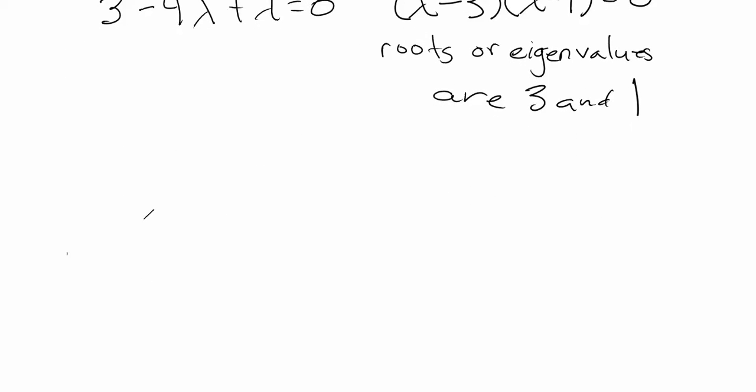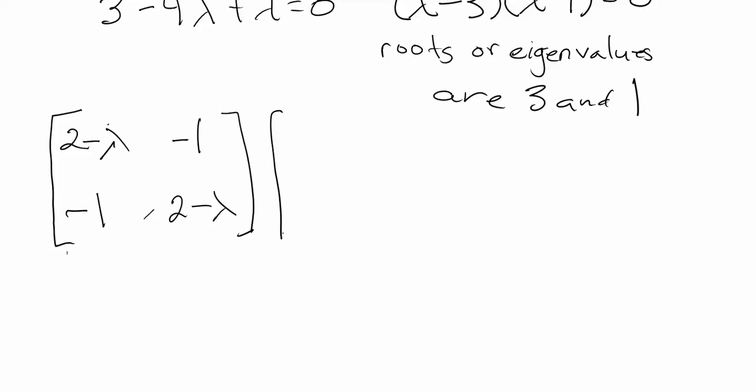do that by setting up the system of equations that's defined by: we're going to subtract our particular value of lambda from each of the diagonal terms. So we have 2 minus lambda, minus 1, minus 1, 2 minus lambda, multiplied by our x vector, and that's going to be set equal to the 0 vector.